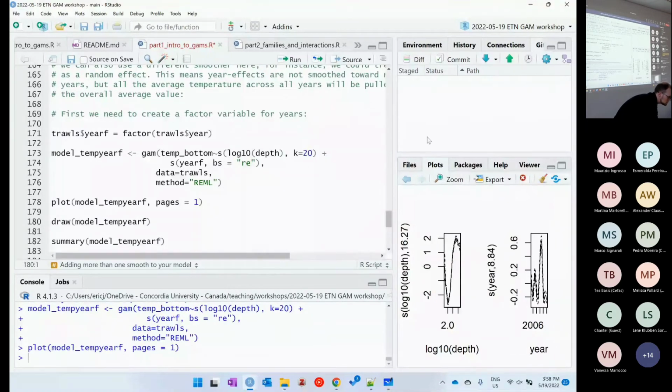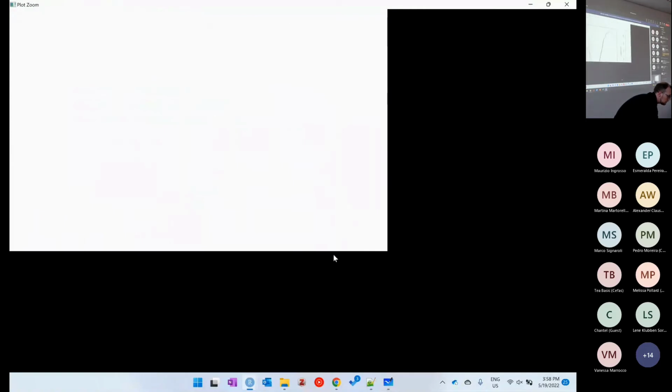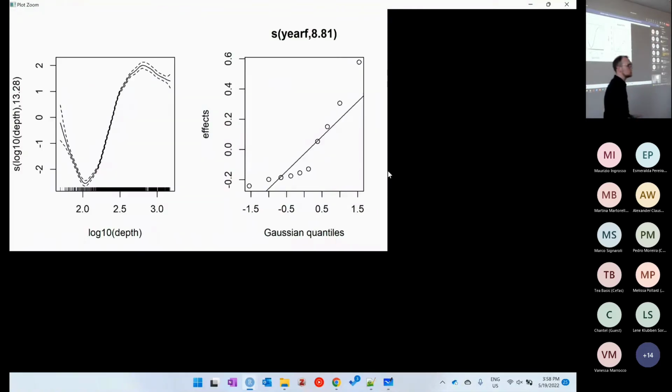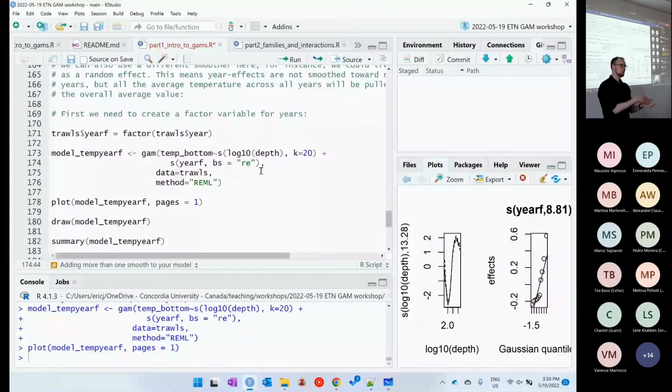And if we plot this, because there's no natural ordering to years, the plot for random effects just shows the QQ plot for the specific estimates. Yep, where you're not specifying the K. Good question. So for a random effect, the K always is the number of groups. Here we have, I think, 12 years or 15 years.